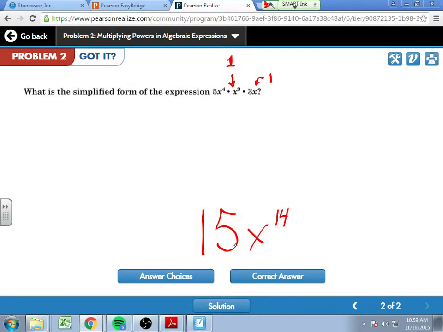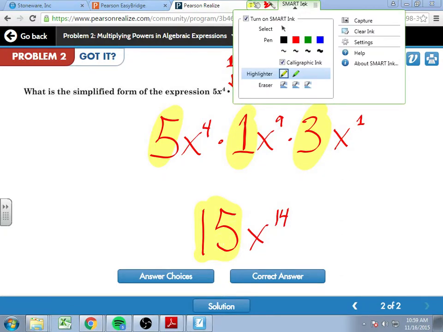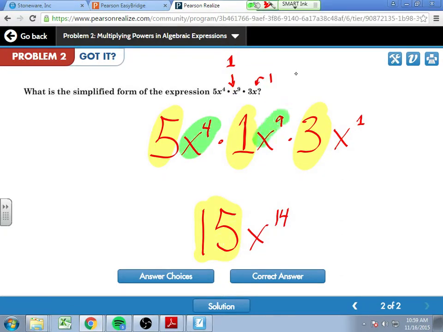Thank you. So this is really 5x to the 4th times 1x to the 9th times 3x to the 1st. You take your 5, your 1, and your 3, and you get 15 when you multiply those together. You take your x to the 4th, x to the 9th, and x to the 1st, combine all their powers, and you get x to the 14th.